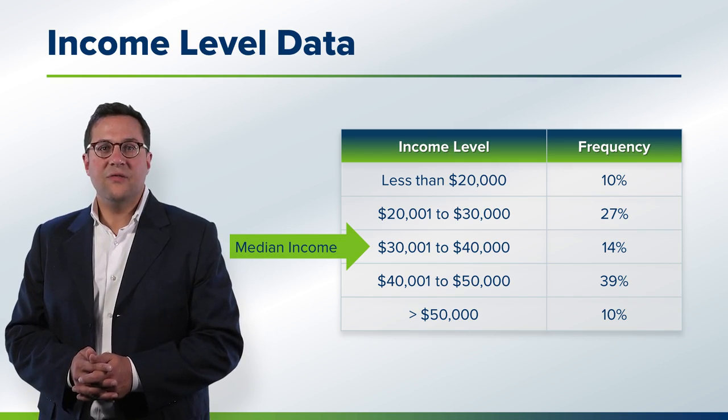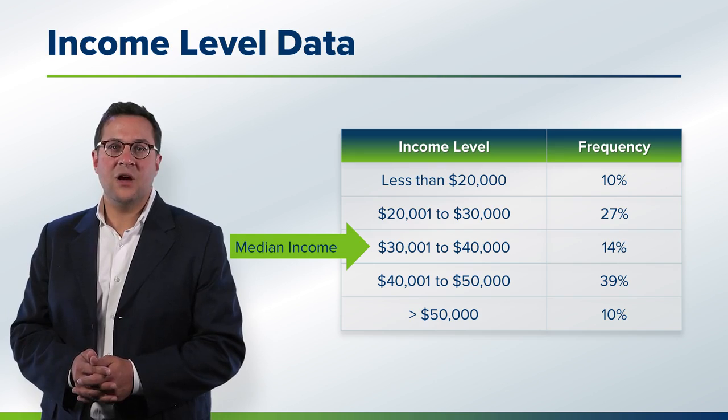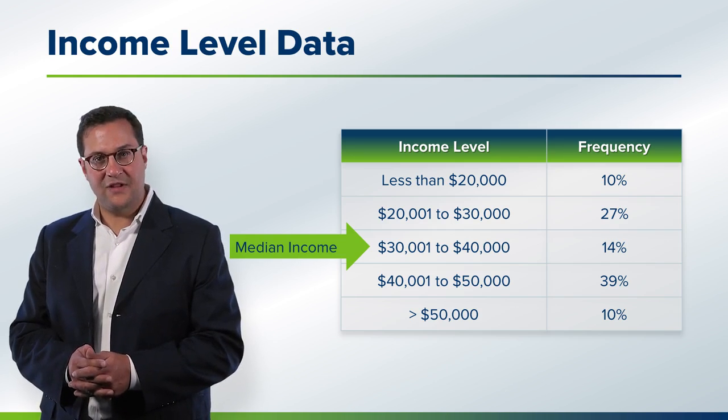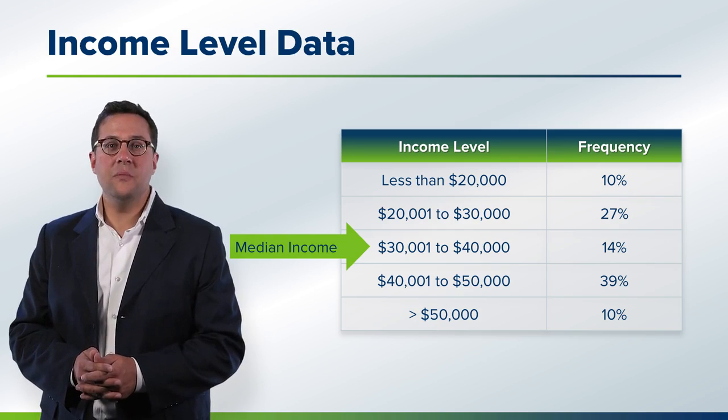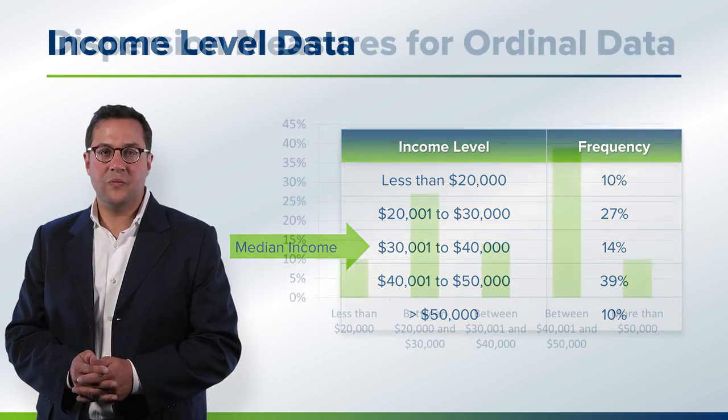We see that if we sum 10 plus 27 plus 14, what we obtain will be like 51%. What we can infer from this table is that the median income is somewhere between $30,000 and $40,000 because more than 50% of the people will be below that. And so the median is going to give you the sense of measure of central tendency.